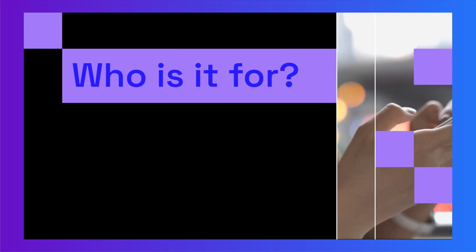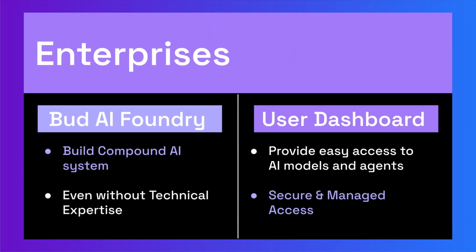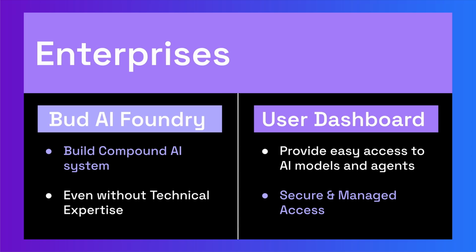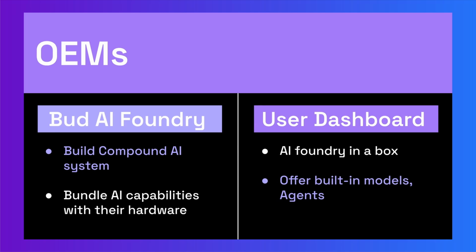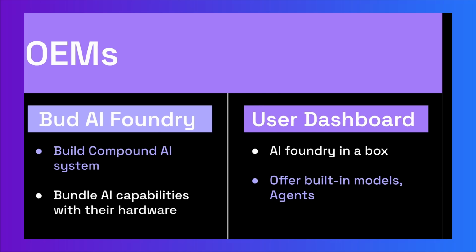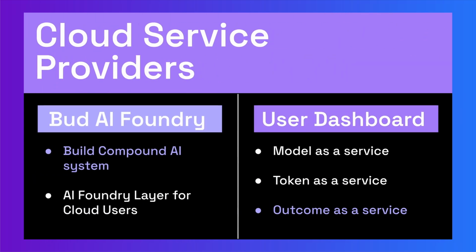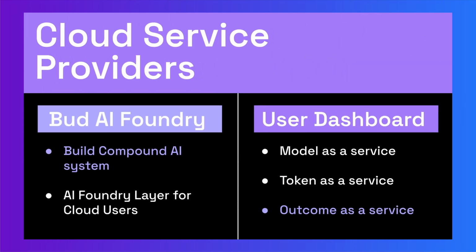So, who is it for? For example, enterprises can build a compound AI system similar to OpenAI using the Bud AI Foundry, and then enable internal teams to easily and securely access AI models and agents through an end-user dashboard. Original equipment manufacturers can bundle AI capabilities with their hardware, offering an AI Foundry in a box. Cloud service providers can expose models to their customers as model as a service, token as a service, or even outcome as a service, turning idle CPU and GPU capacity into new revenue streams.